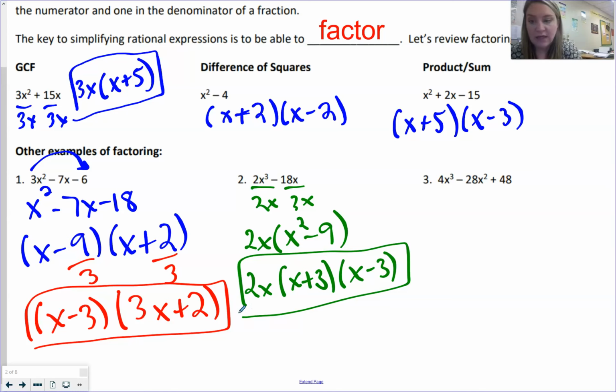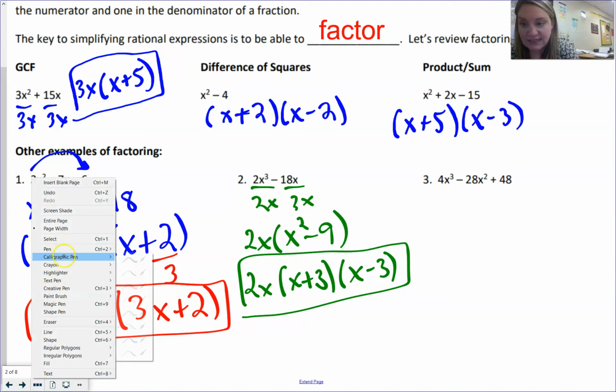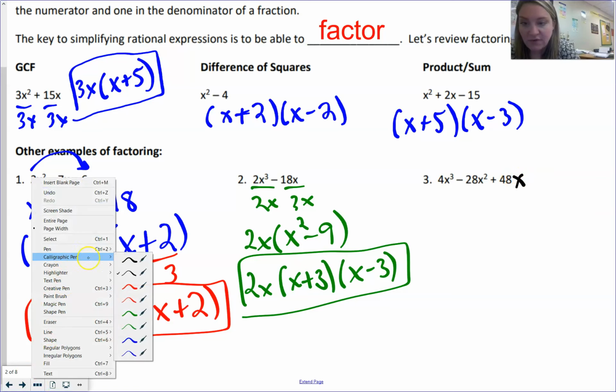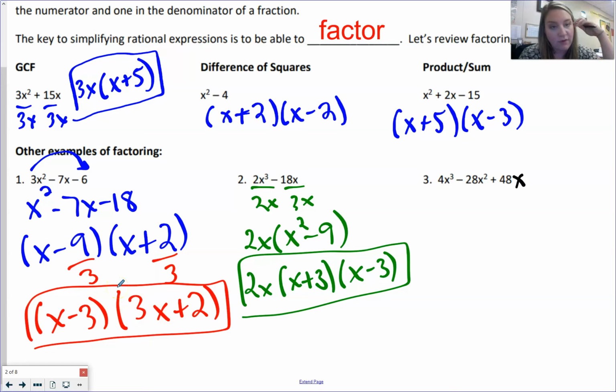All right. This last problem is actually missing something. There should be a little x on the end right here. Okay. So for this problem, I have 4x cubed minus 28x squared plus 48x.